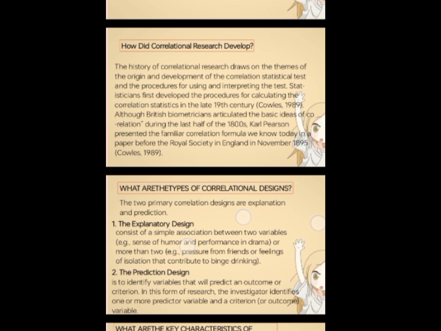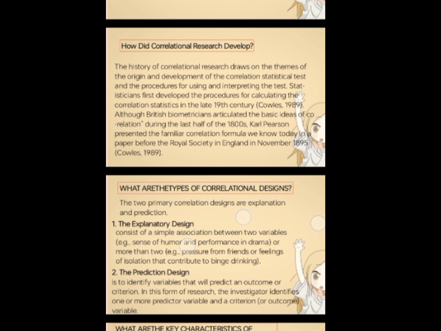So the next is, what are the types of correlational designs? The two primary correlational designs are explanation and prediction. So the first is the explanatory design. It consists of a simple association between two variables. Example, sense of humor and performance in drama. Or more than two. Example, pressure from friends or feelings of isolation that contribute to binge drinking.